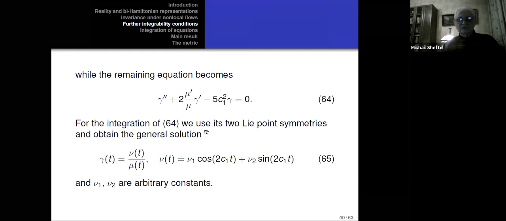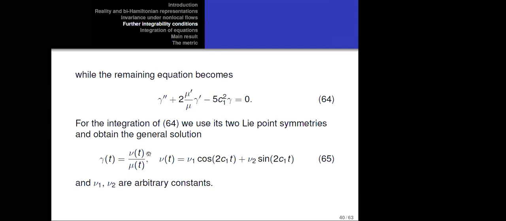It is easy to obtain its two Lie point symmetries. And as was shown by Hans Stephani in his brilliant book on differential equations and their symmetries, any second order equation admitting two Lie point symmetries can be integrated in quadratures, and he gives also algorithms for each of the four different cases. So I just used this result. I'm sorry, it is the result by Sophus Lie, much earlier than Stephani.